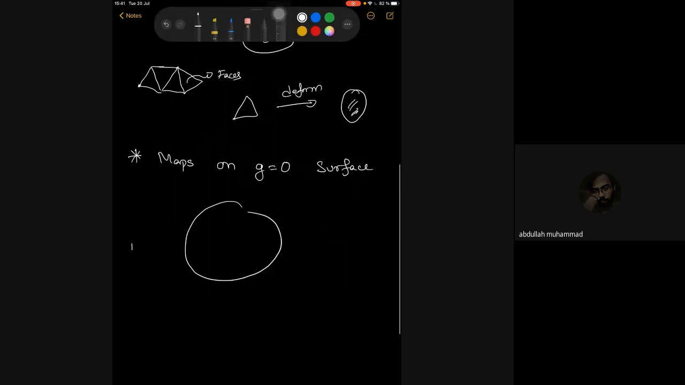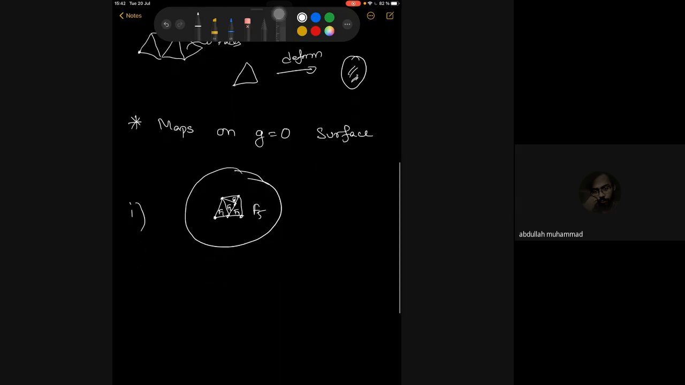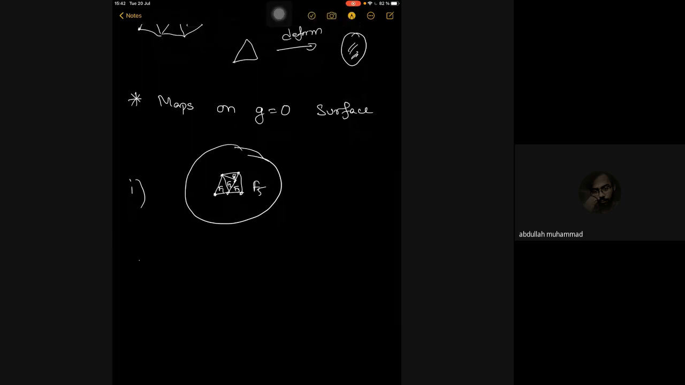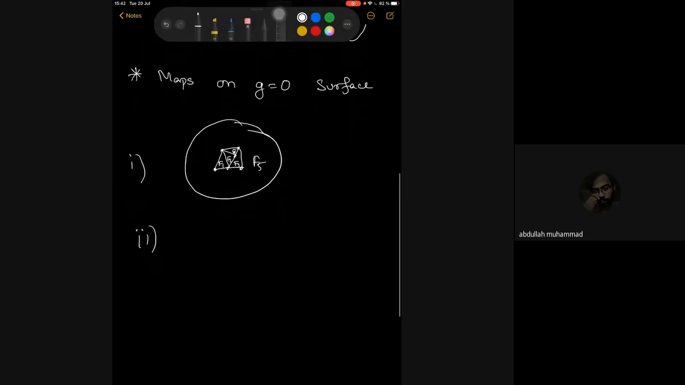So one of the maps, say if this is a G equal to 0 surface, we don't have any holes in it. This is a map in a G equal to 0 surface. We can have faces. For example, these are the faces, F1, F2, F3, F4, and F5. So this is a map on a genus 0 surface. Another map on a genus 0 surface would be our figure 8.